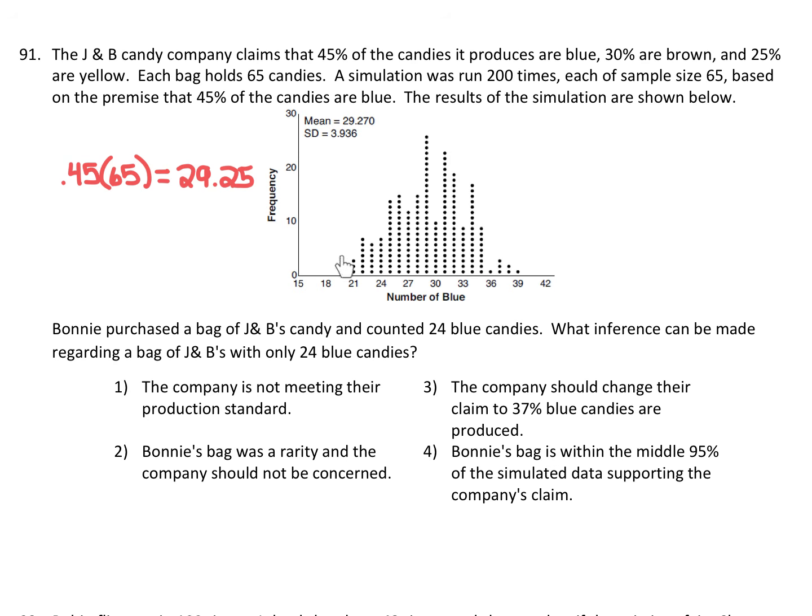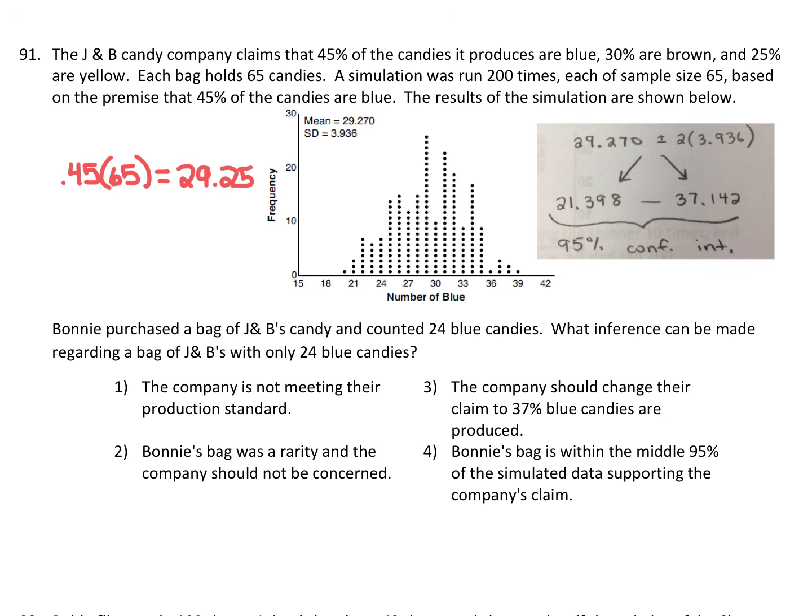So we could see these are the results of the simulation. Okay, this is the mean, which is very close to 45% of 65. So that seems reasonable. And here's the standard deviation. Bonnie purchased a bag of J&B's candy and counted 24 blue candies. What inference can be made regarding a bag of J&B's with only 24 blue candies?